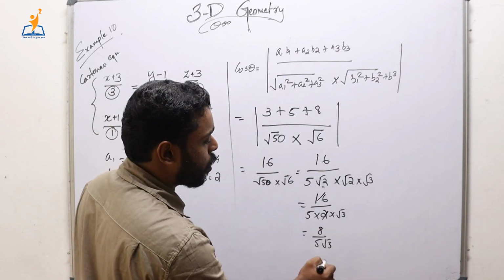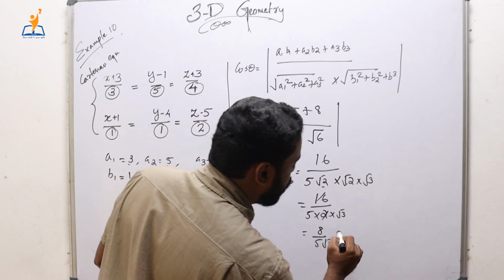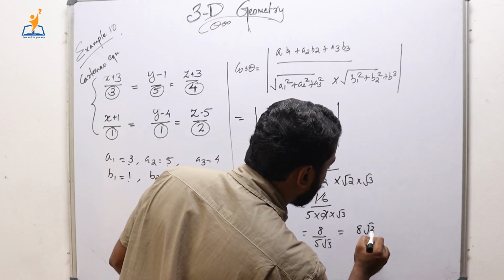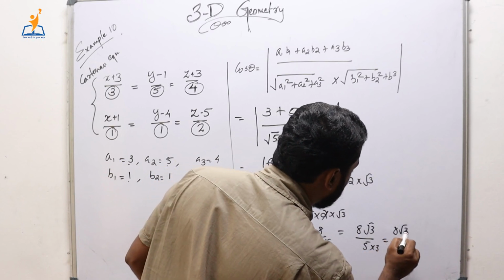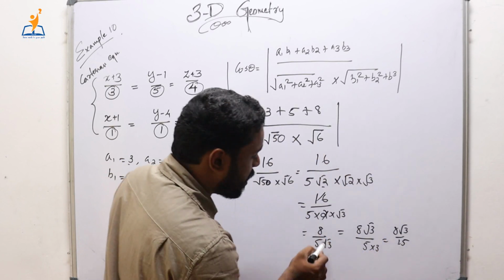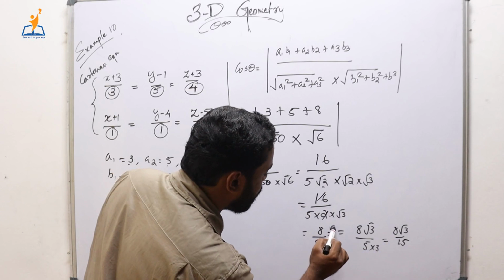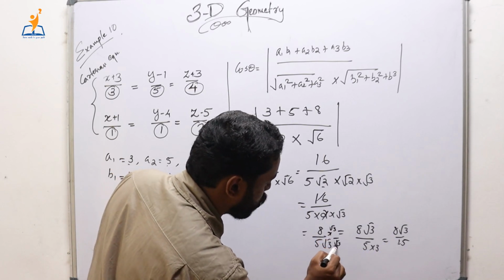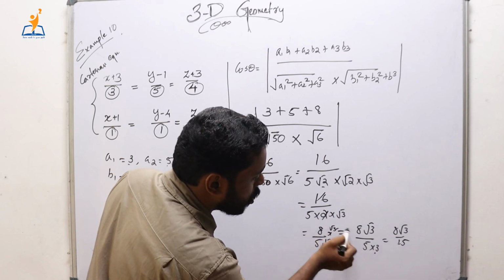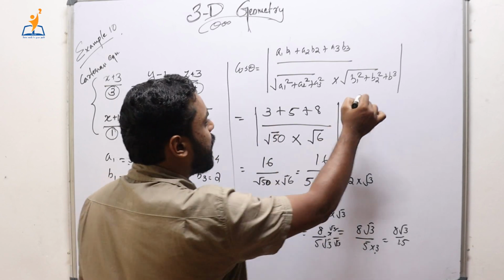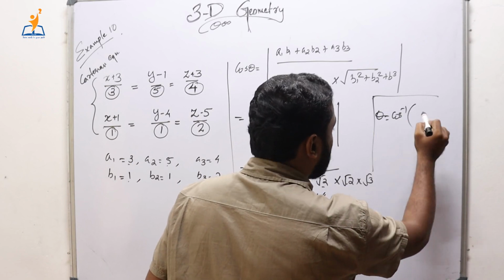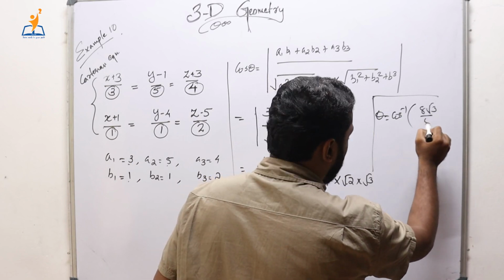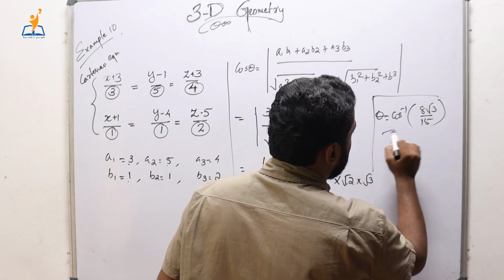Now we can multiply root 3 in both the numerator and denominator. So it will become 8 root 3 divided by 5 into 3, which is 8 root 3 by 15. What we have done is multiplying root 3 with numerator and denominator, so root 3 into root 3 is nothing but 3. So 8 root 3 divided by 15. So theta is nothing but cos inverse of 8 root 3 by 15, and that will be the answer.